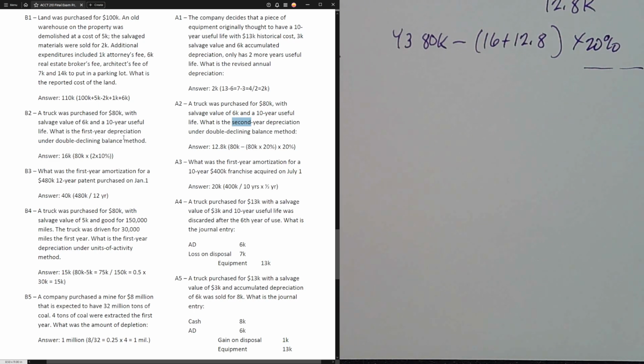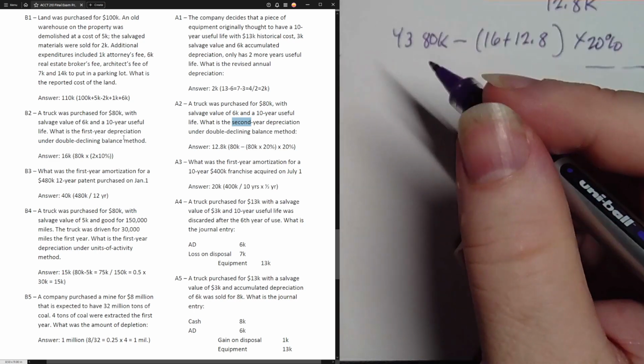B4, a truck was purchased for $80,000 with salvage value of $5,000 and good for 150,000 miles. The truck was driven for 30,000 miles the first year. What is the first year depreciation under units of activity? So unlike B2, where we were doing double declining balance, and the second year we did, because it requires us to recalculate stuff between the first and second year, in B4 I'm not asking for a second year of units of activity, because once you understand how to do the first year, you can do every year after that. There's no additional kind of understanding. So I only really asked the first year of this.